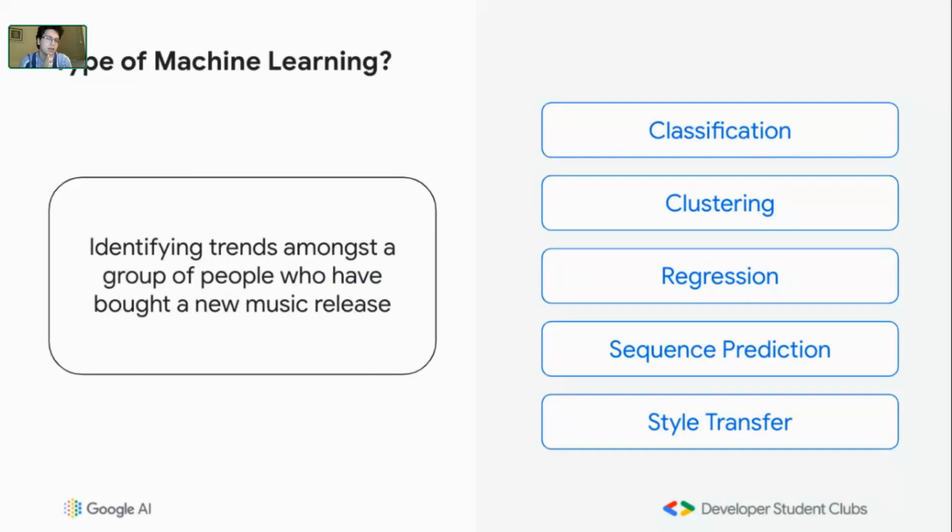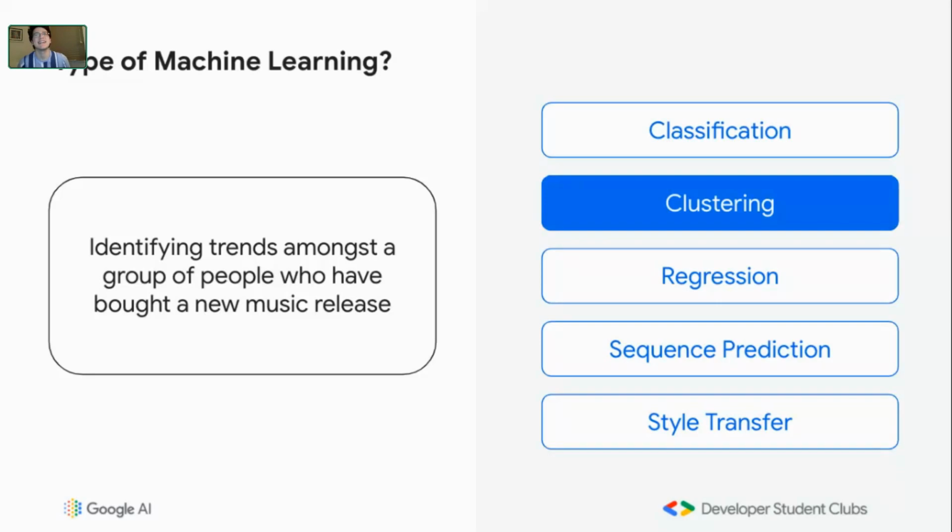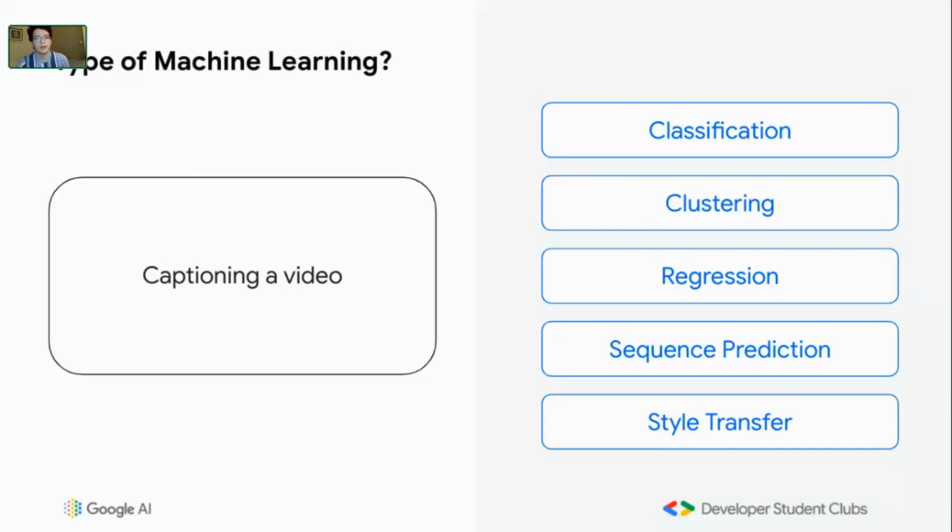Identifying trends amongst a group of people who have bought a new music release. Okay, so we're trying to figure out the trends based on a group of people who have bought a new music release. What are we thinking? Let's see. We got some clustering and regression. It was clustering, but hey, don't worry about that. The key term here is a group of people, right? Remember, with clustering, we're grouping things. So we're grouping based on song taste, right? Okay, let's go right to the next one.